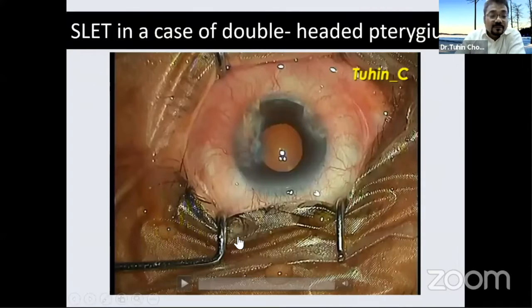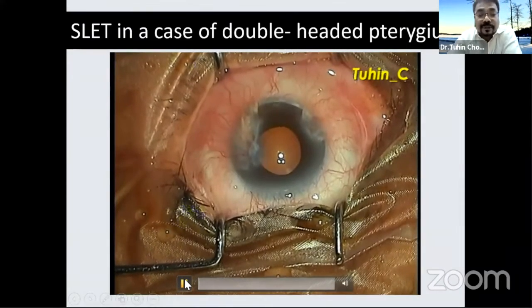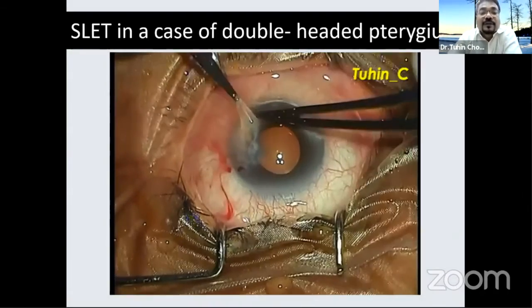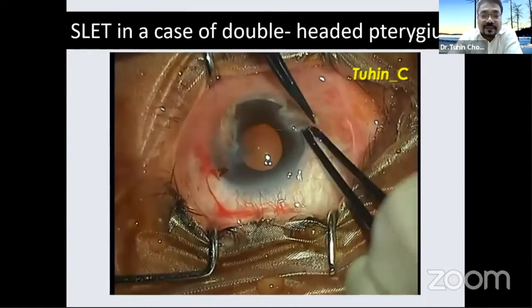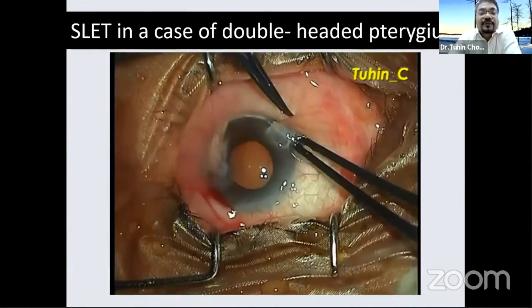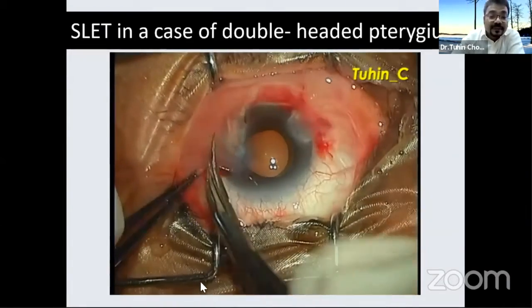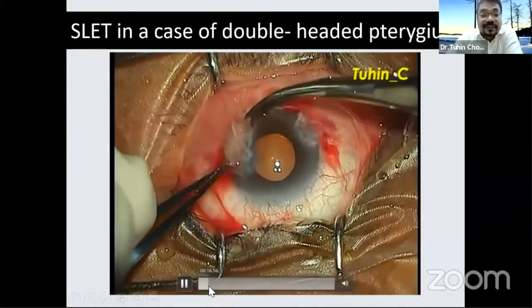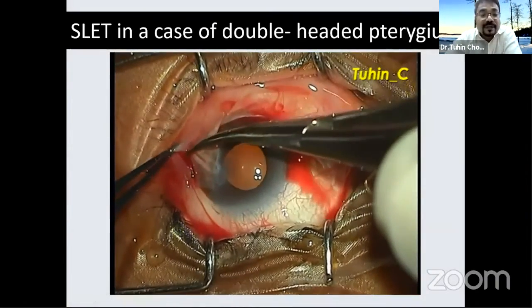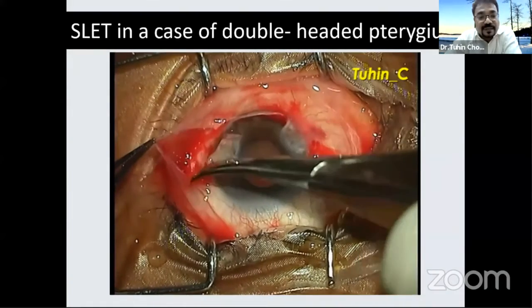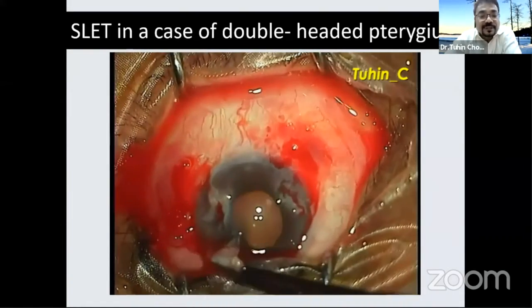This is a patient who had a double-headed pterygium, so it was not possible to have a larger graft. This patient also had glaucoma, so it was not possible to get a large conjunctival autograft. So we did the SLET technique in this case. The pterygium excision is the same as before: we first remove the conjunctiva, then remove the Tenon's tissue.